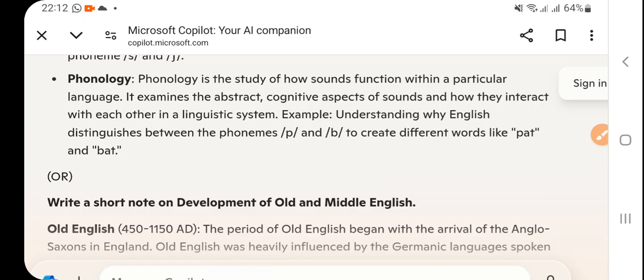For example, P and B, two phonemes, are there to create different words like pet and bed. So that's phonology. When we say P, then pet and bed, so the meaning is changed, right? And because of a little phoneme, everything that is sound is changed, right? So this is called phonology.